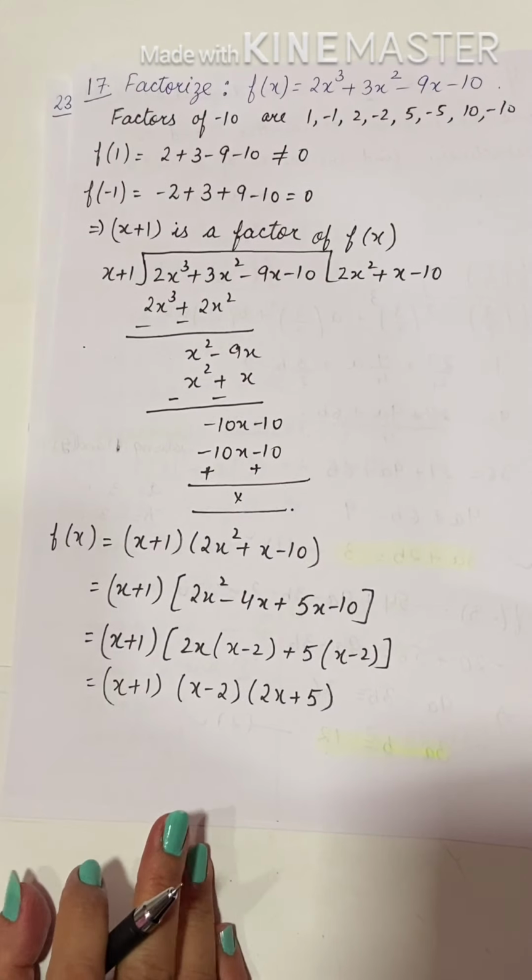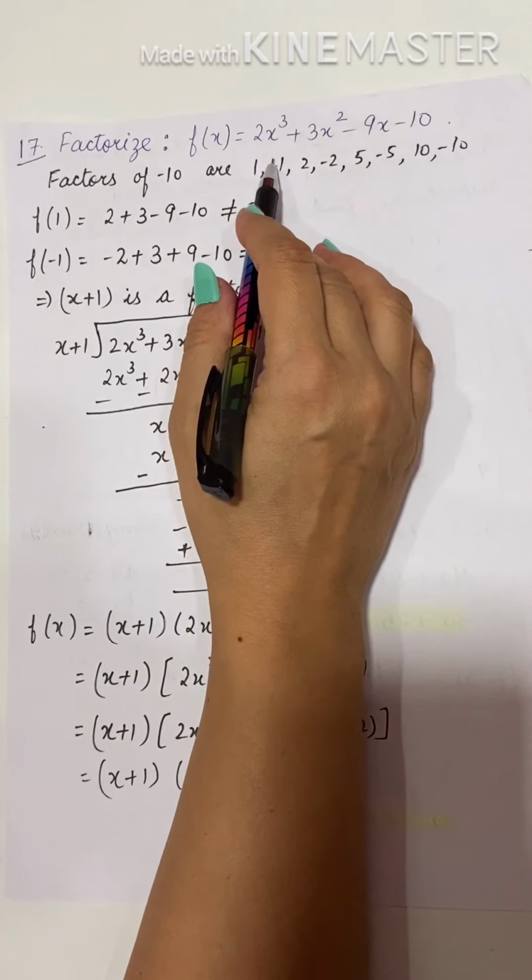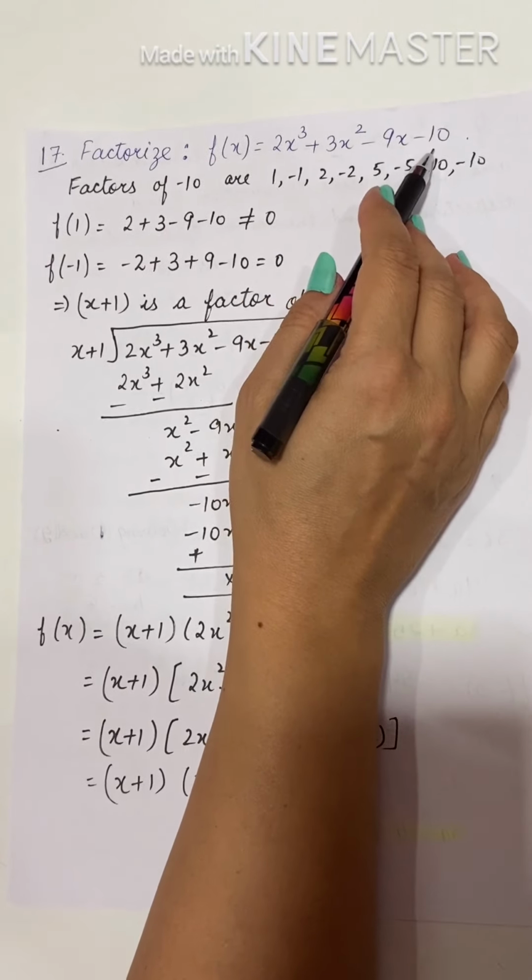Now see the next question, number 17. f(x) is equal to 2x cube plus 3x square minus 9x minus 10.